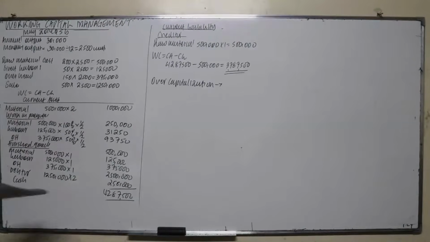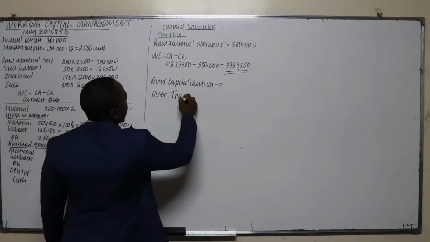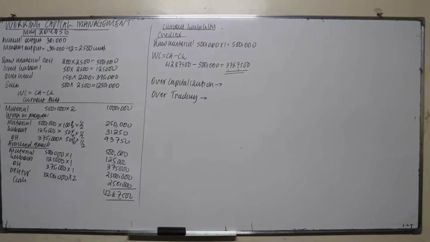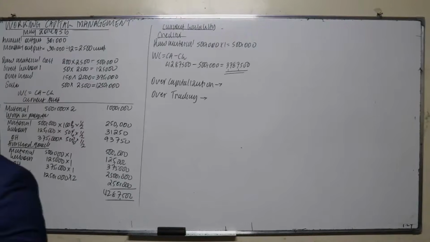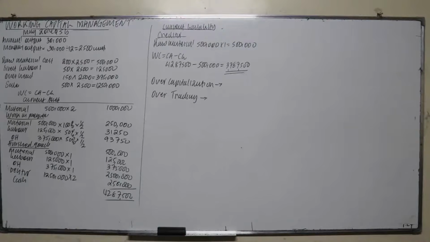Good. Now, also look at what we call overtrading. This occurs when the company is growing too fast and trying to carry on a large volume of activities with its low level of capital.